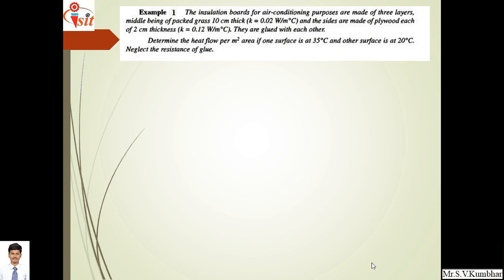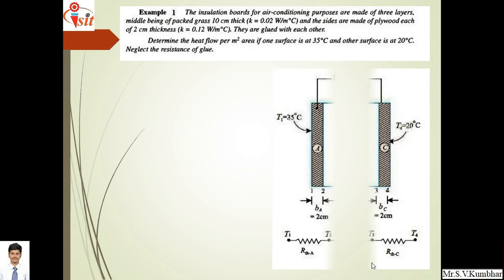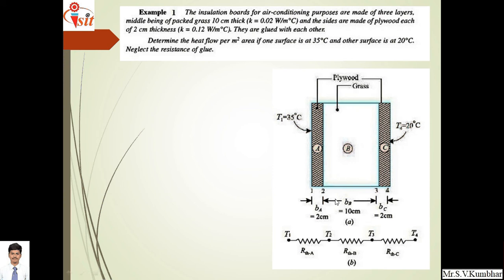The insulation board for air conditioning purpose is made of 3 layers. There are 3 different layers, out of which the middle layer is packed glass of 10 centimeter and the outer two are of plywood, which are 2 centimeter thick. So this would be the diagram. The middle one is 10 centimeter, so here the middle layer is shown as 10 centimeter, and the outer ones A and C are of plywood, which is 2 centimeter each, right?